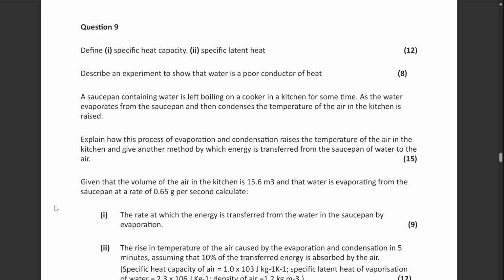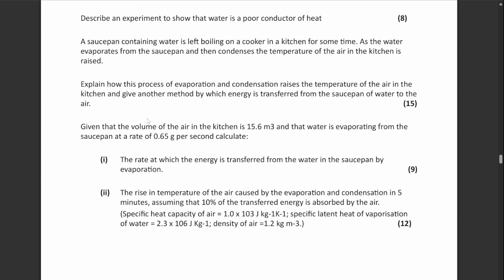It's just talking about heat transfer basically. Given the volume of air in the kitchen is that, and the water is evaporating from the saucepan at a rate of that, calculate the rate at which energy is transferred from the water in the saucepan by evaporation. Okay, not an impossible question, just a bit of an odd one. The rise in temperature of the air caused by the evaporation in 5 minutes, assuming that 10% of the transferred energy is absorbed by the air.